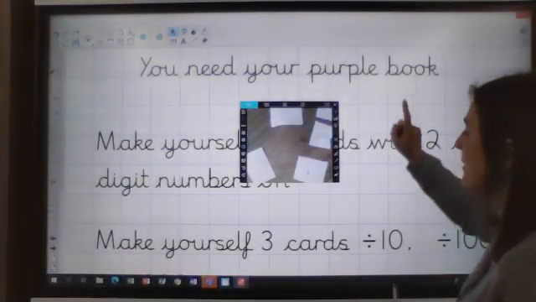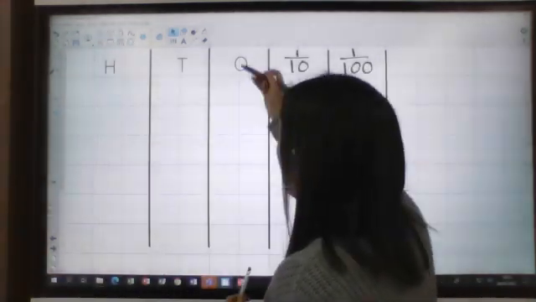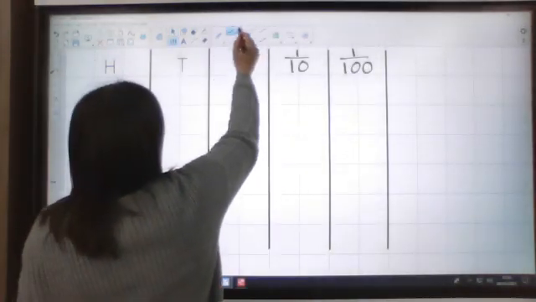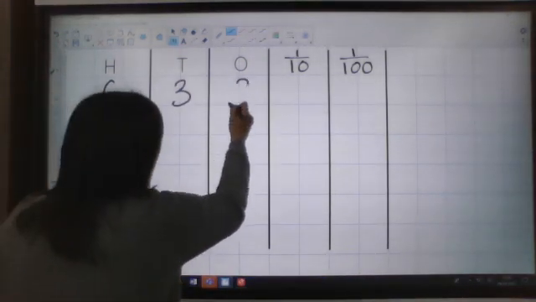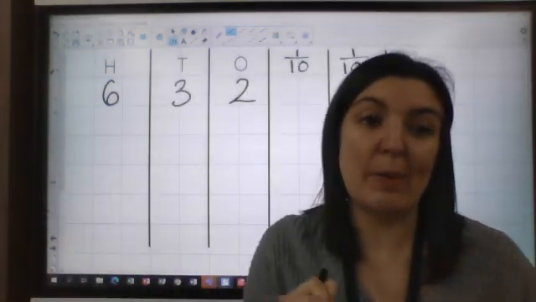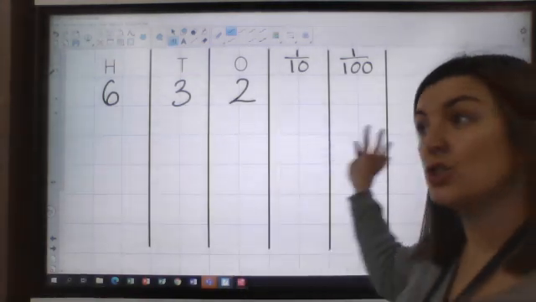I've chosen one, 632, and I've chosen divide by 100. So I've now got to do 632 divided by 100. This is all going to help you with your learning today. If you've forgotten how to do that, you could always do yourself a place value chart. So 632, and I've got to divide it by 100. That's 2 places. It's going to move 2 places to the right.